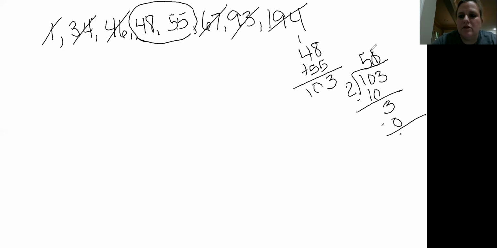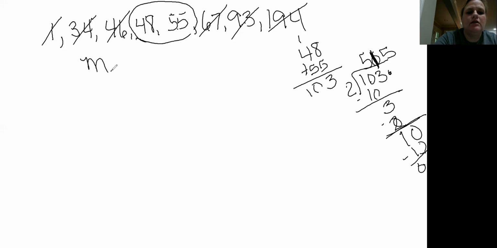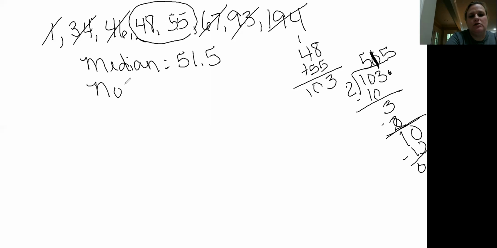Oh, sorry. 51.5. So 51.5. So your median equals 51.5. Your mode is which number occurs more often than the others. Nothing, so no mode.